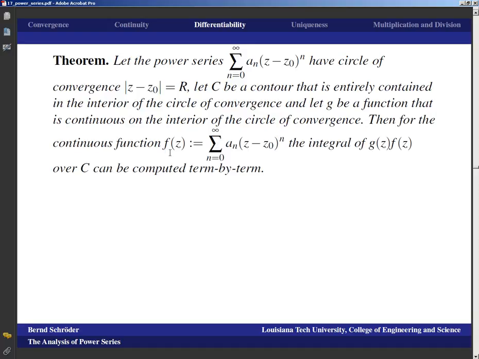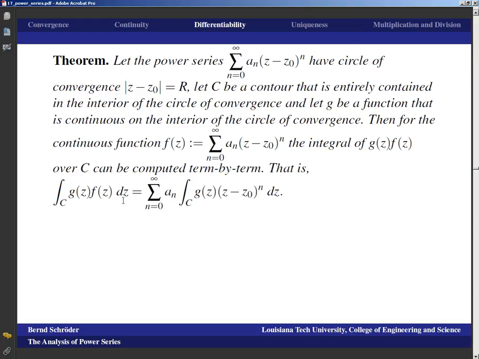Then for the continuous function f of z being the power series a n times (z minus c0) to the n, the integral of g of z times f of z over the contour C can be computed term by term, which means I can pull the infinite sum out of the integral. Because it involves limits, that is not entirely obvious at all, and in fact there are pathological examples in which this kind of thing can go wrong. So what does it mean to integrate term by term?